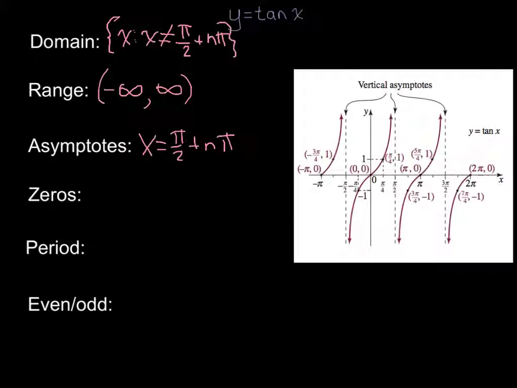The zeros occur at, well, 0 is our first one, plus pi, 2 pi, so I can just say n pi, again, any integer. The period is pi, and this is an odd function. It is symmetric about the origin.